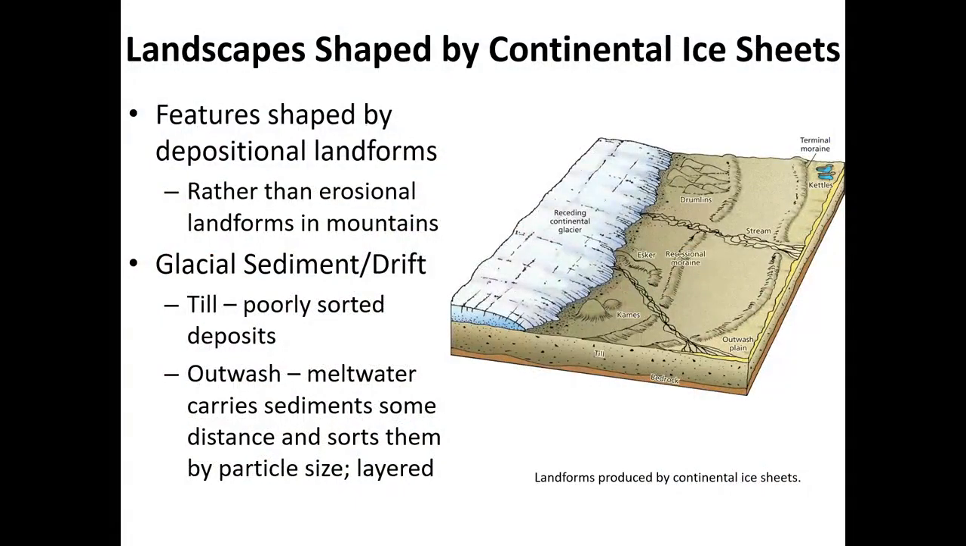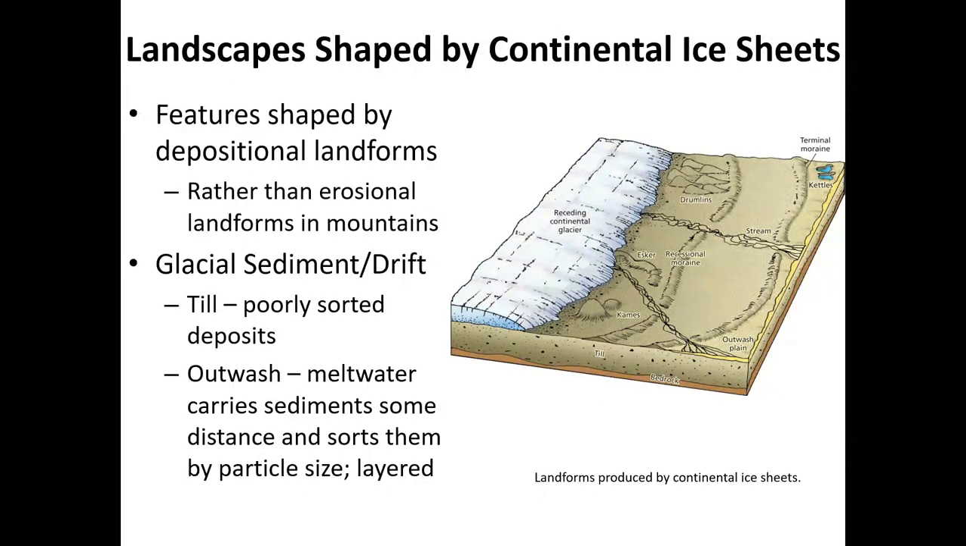So, other landscapes shaped by continental glaciers. On this diagram, you see some landscapes like moraines and kames and kettles and so on. Kettles are basically like potholes that are often filled with water, but they're gouged by glaciers, and they form fairly sharp, small lakes.